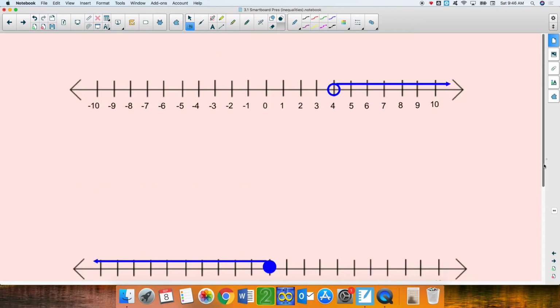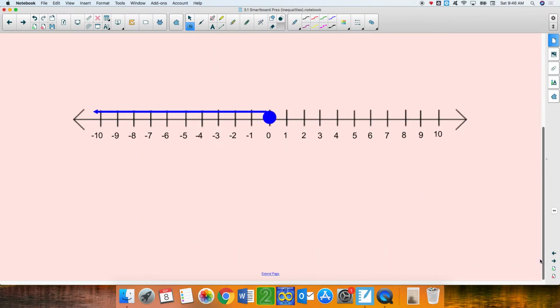Okay, now we're going to do the same thing. Write the inequality for the graph. So again, I'm going to write my variable down on the left. I'm going to put the number that the circle is sitting at on the right. This is an open circle, so it's not also equal to, and it's greater than, so I'm going to the right, which means I'm pointing my inequality symbol to the right.